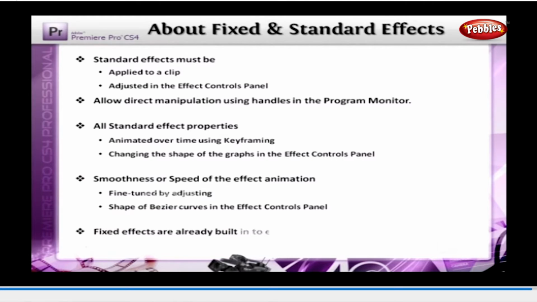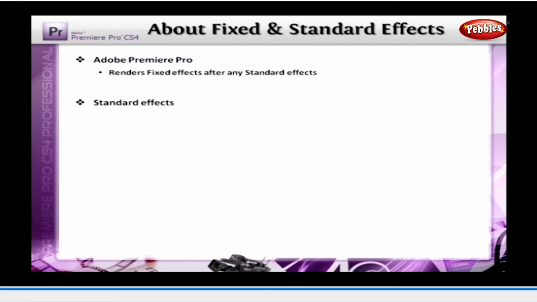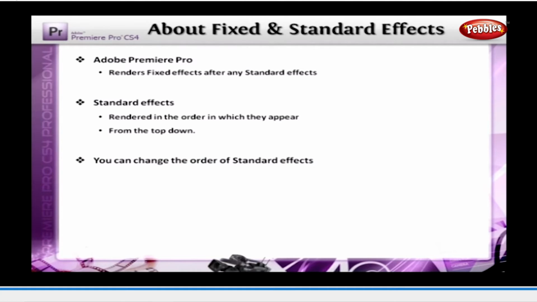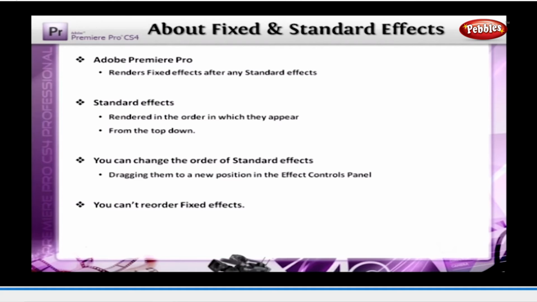Because fixed effects are already built into each clip, you need only adjust their properties to activate them. Adobe Premiere Pro renders fixed effects after any standard effects that are applied to the clip. Standard effects are rendered in the order in which they appear from the top down. You can change the order of standard effects by dragging them to a new position in the Effect Controls panel, but you can't reorder fixed effects.